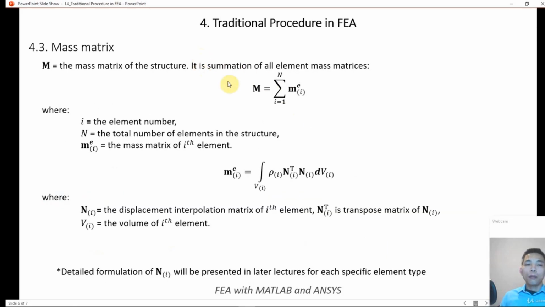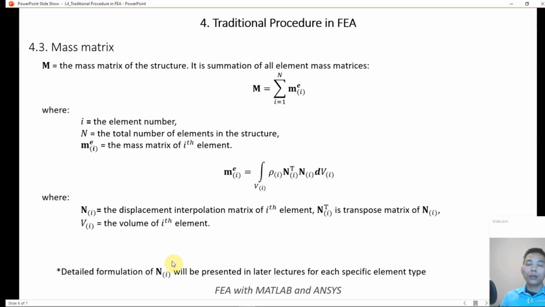lectures. About the mass matrix, the mass matrix is similar. It is a summation of the element mass matrices. So here M^e is the element mass matrix, and it's calculated by using this formulation. It is an integration over the volume of the element, and inside that one, here is the mass density, here is the displacement interpolation matrix transposed, and here is the displacement interpolation matrix, and dV here is just the volume of the element.